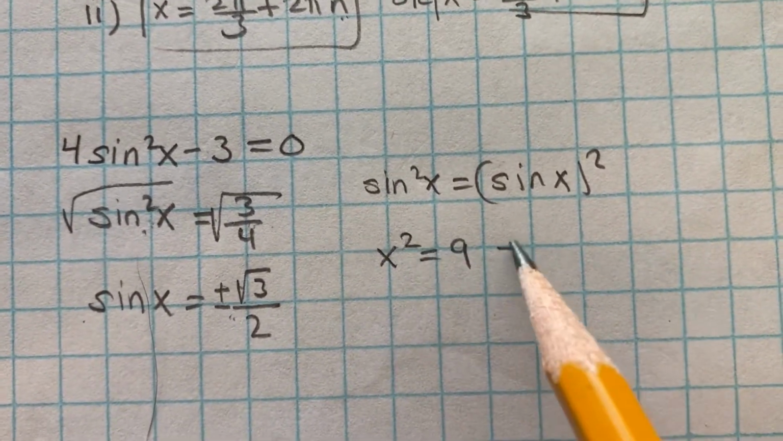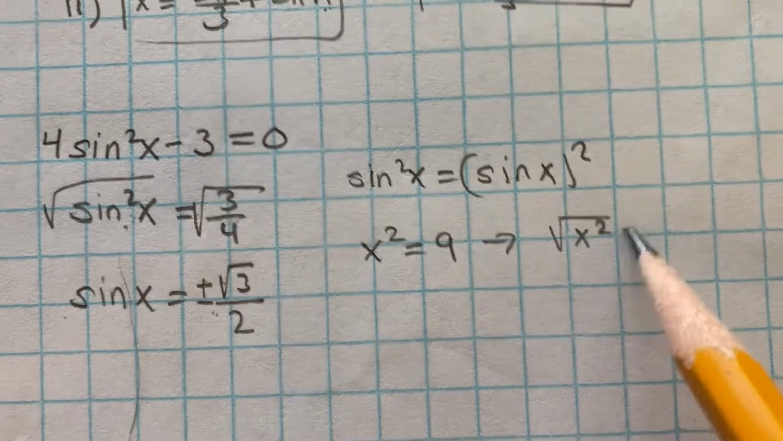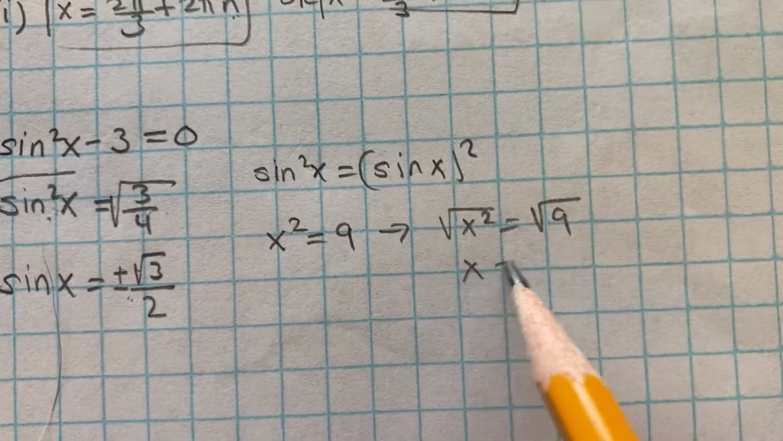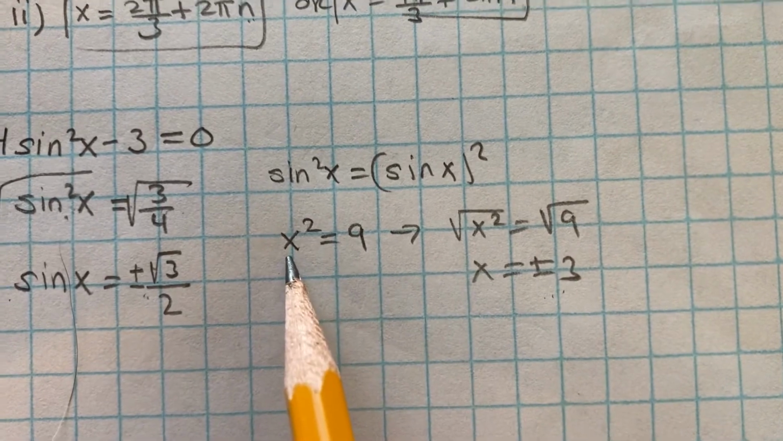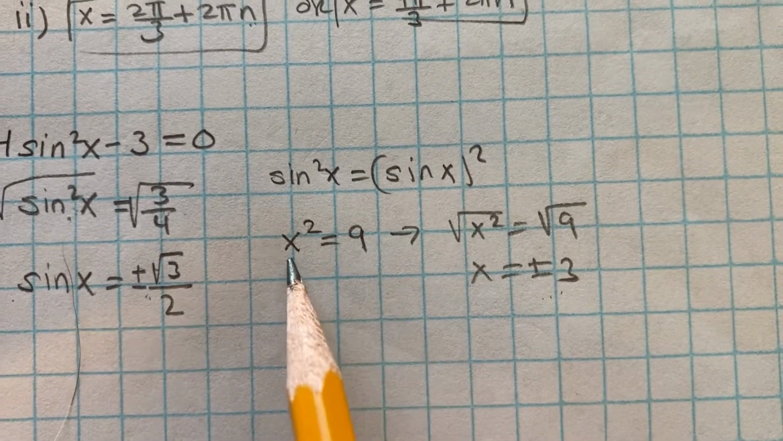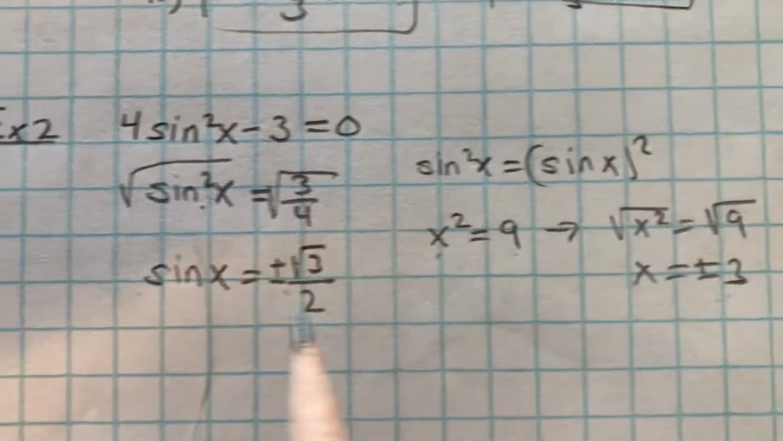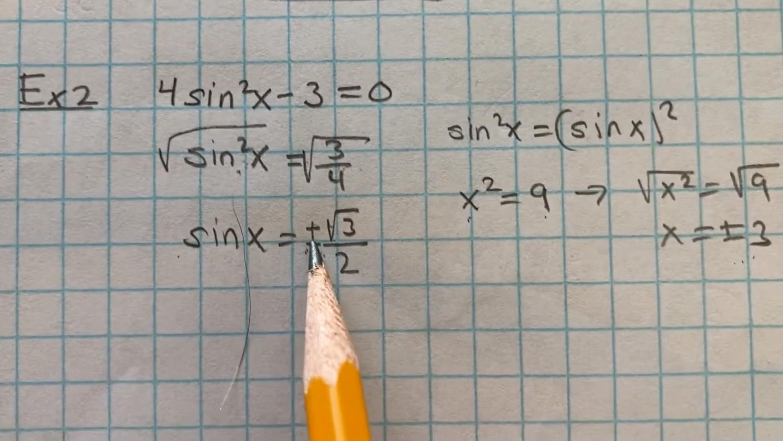x squared is equal to 9. If you square root both sides, it has to be plus or minus 3, because x could be positive 3. 3 squared will give you 9. Negative 3 squared will also give you 9. Okay, so don't forget to write the plus or minus.